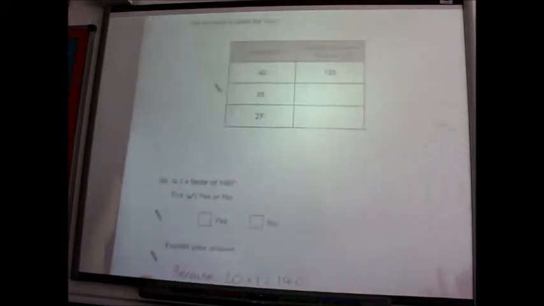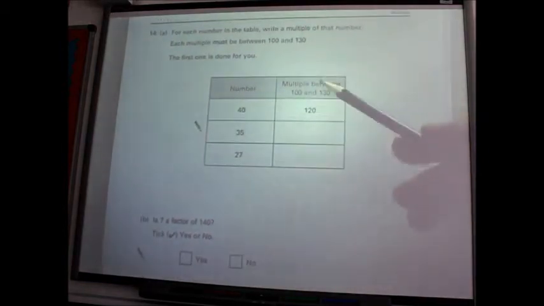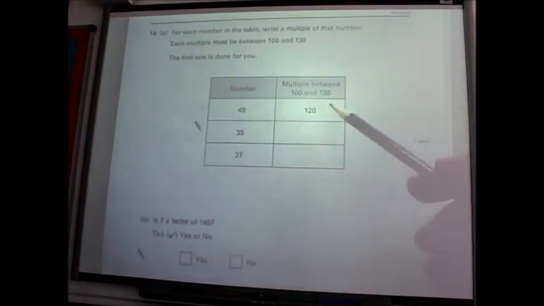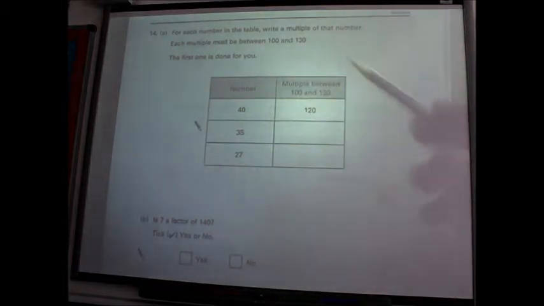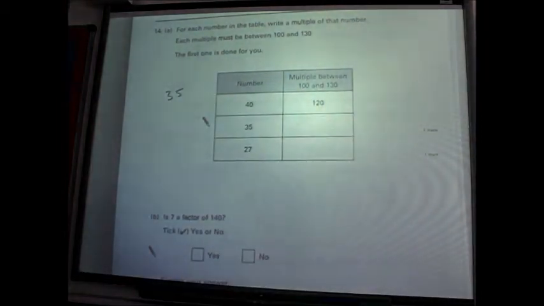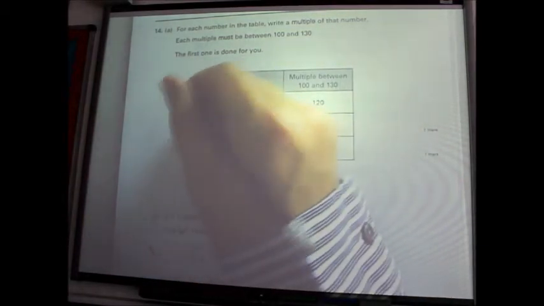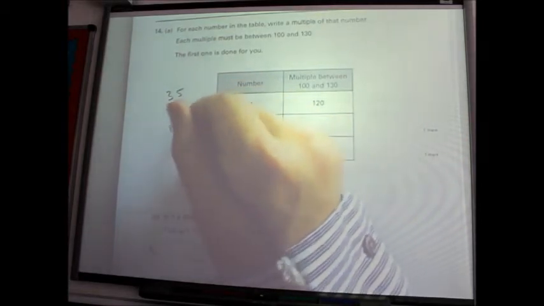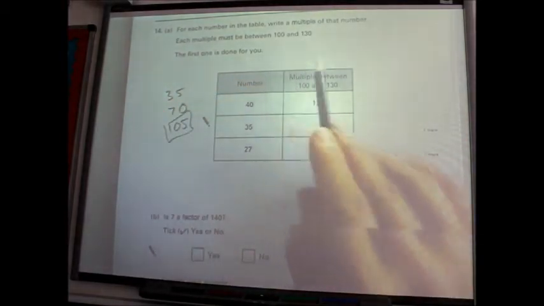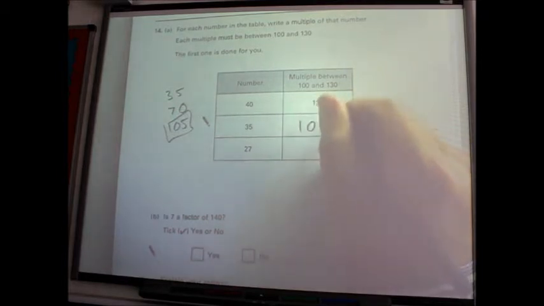Okay, question number 14. For each number in the table, write a multiple of that number. So a multiple means what it goes into. So it's got to be in the 40 times table or the 35 times table. Must be between 100 and 130. What I would do is just write down, use your workings here, write down your 35 times table. If you don't know it, you can add on 35 each time. Use your calculator. 35 is, that's times 1. Add 35 is 70. Add 35 again is 105. And I'm going to stop there, because that is between 100 and 130, so 105.